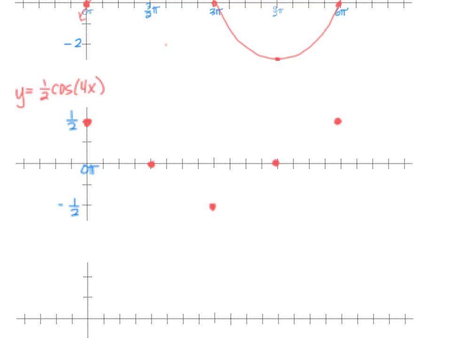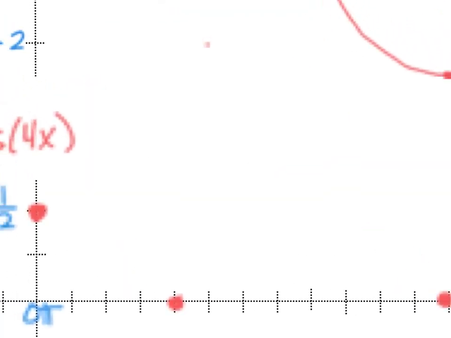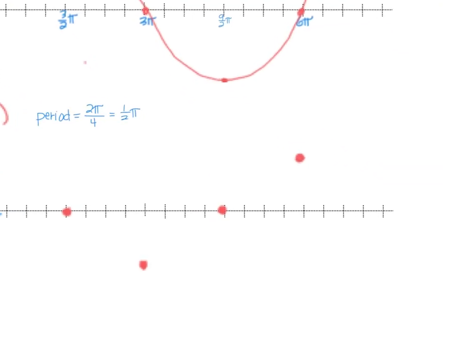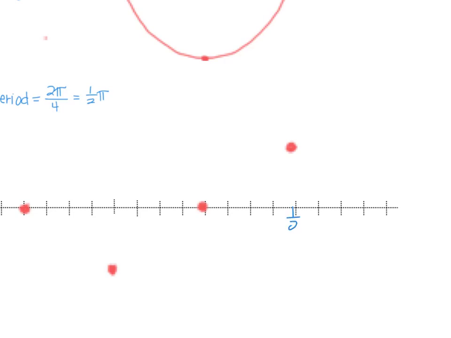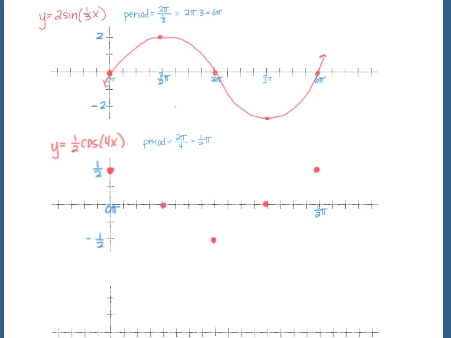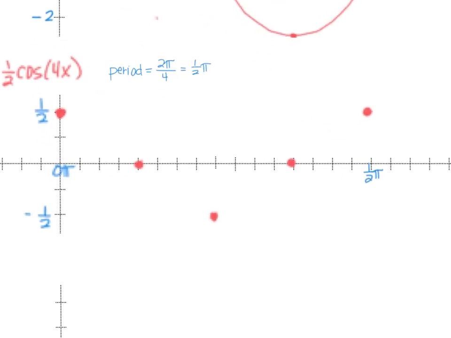But now we need to do a little bit of math to figure out what the end of the cycle should be. So you do the period, which is 2 pi divided by the number 4, which works out to be 1/2 pi. So that means the end of your cycle is labeled as 1/2 pi. So you know the beginning is 0 and the end is 1/2.